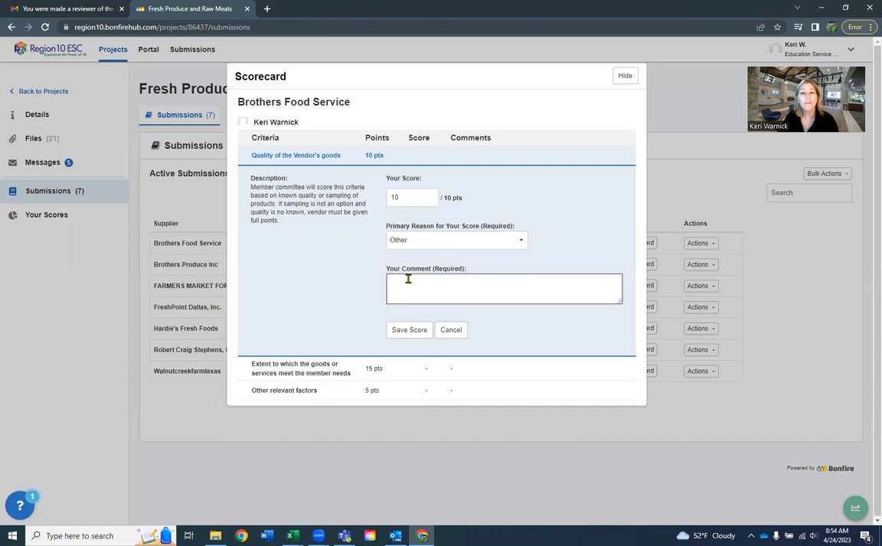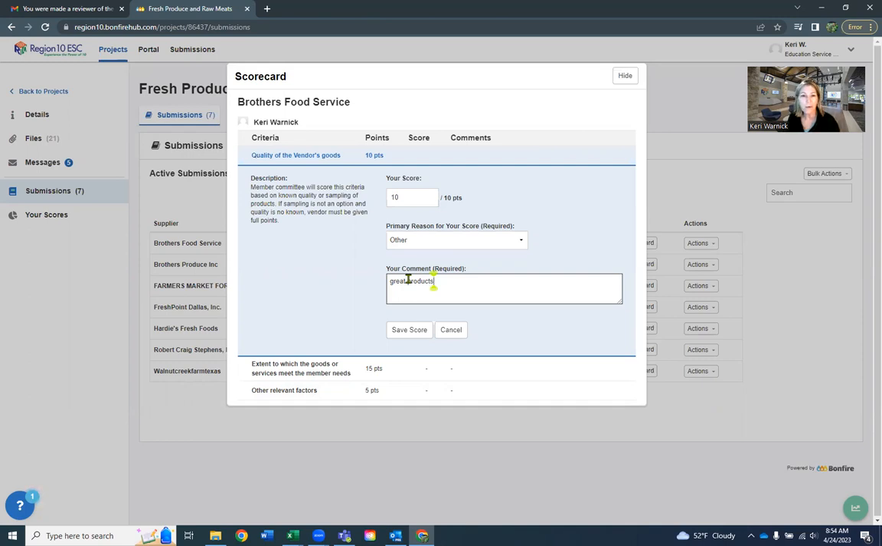So this is where scoring each criteria can become a little more time consuming. It can be something as simple as great products, if you want. I've seen some really great comments that are more full and detailed, especially if you're going to give a low score. We'd like to see why. That's important for all the reviewers to see once we share all the reviews and tally the final evaluation score.